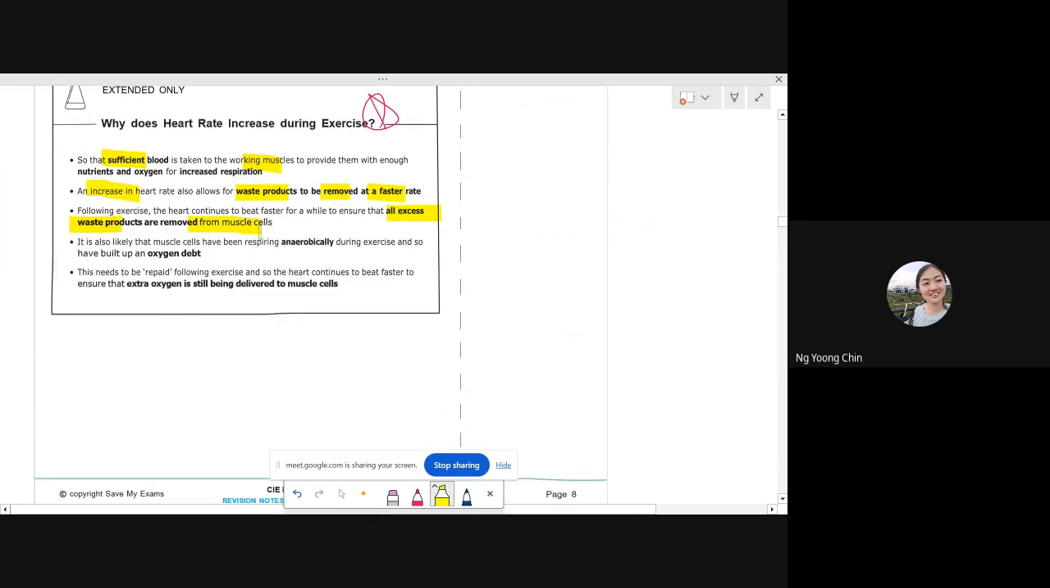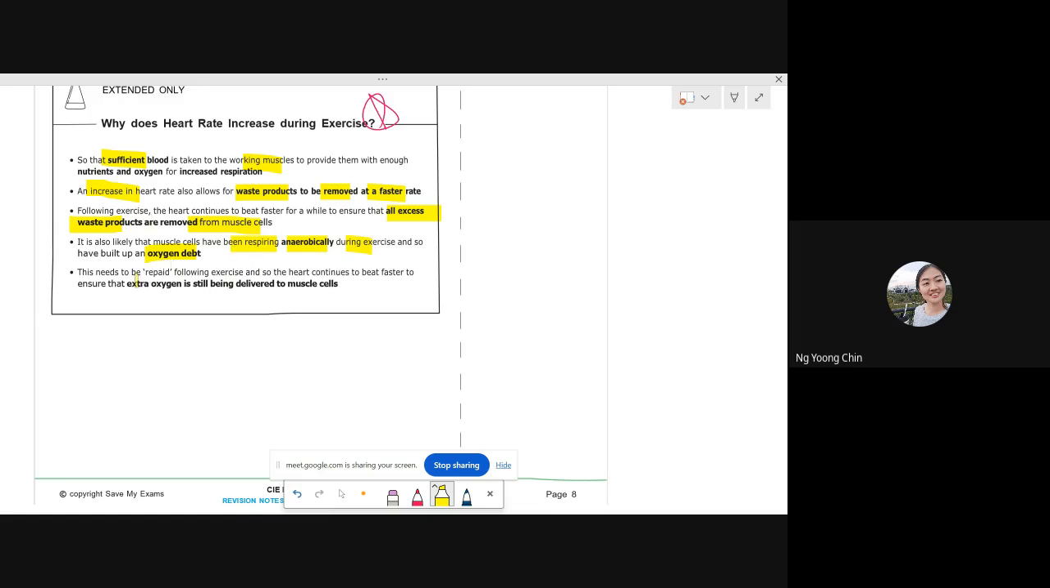However, during exercise, you are increasing the energy demand of the body cells. But now the problem is you are unable to supply them with sufficient oxygen for that energy demand. So you'll have an oxygen debt there. Because most of the muscle cells don't have the presence of oxygen, they are forced to respire anaerobically during exercise. So you build up the oxygen debt.